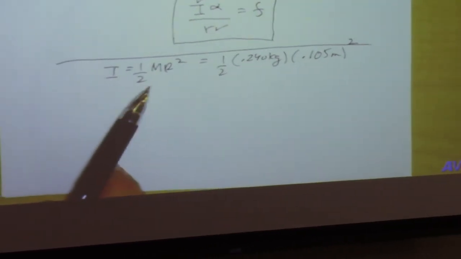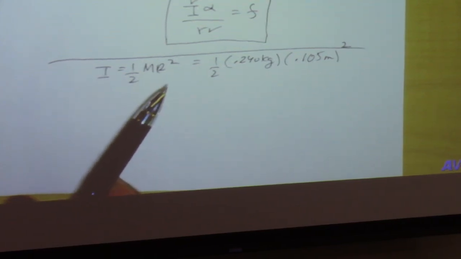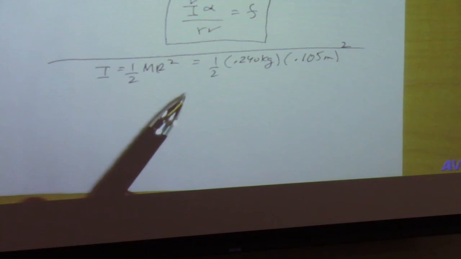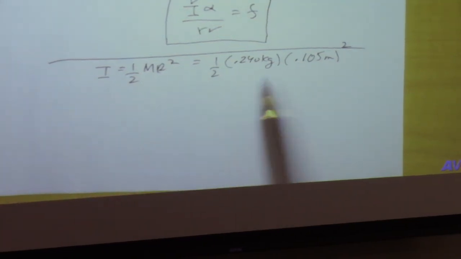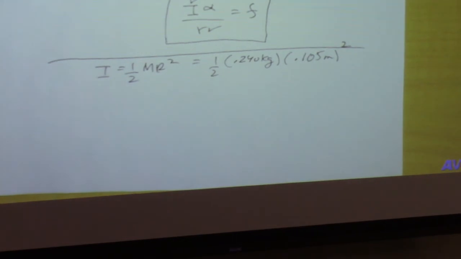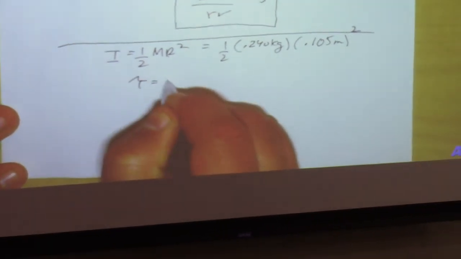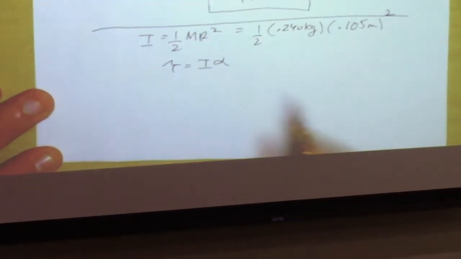So take a look back at that table in Chapter 7 for different shapes. On the test, I'll give you that table if you need it. You don't have to write it on your formula sheet. Okay, so this one, again, you have to actually calculate I. Okay, good. So the torque that we need is I times alpha.